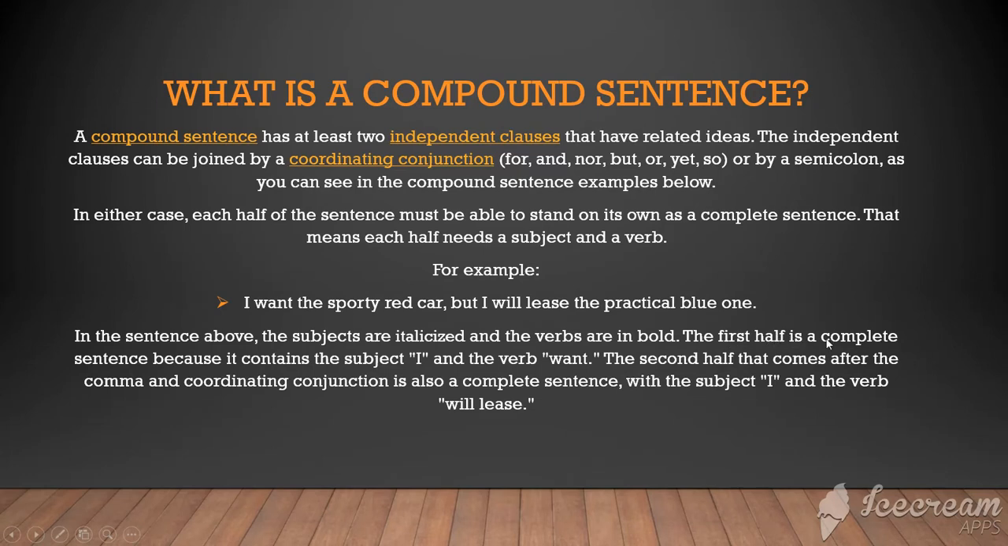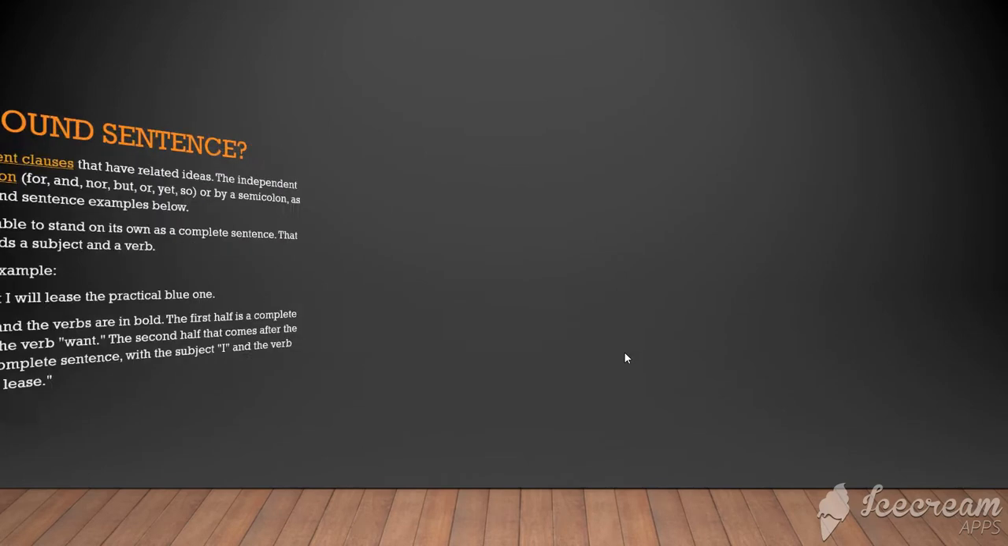The first half is a complete sentence because it contains the subject I and the verb want. The second half, that comes after the comma and coordinating conjunction, is also a complete sentence with the subject I and the verb will leave.